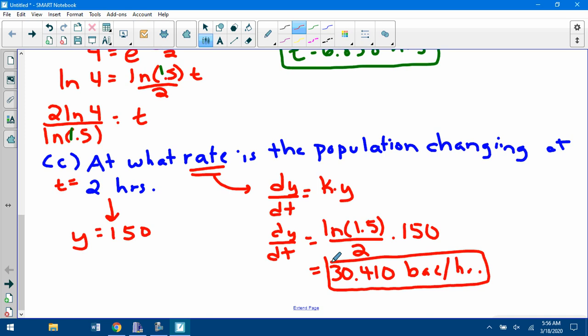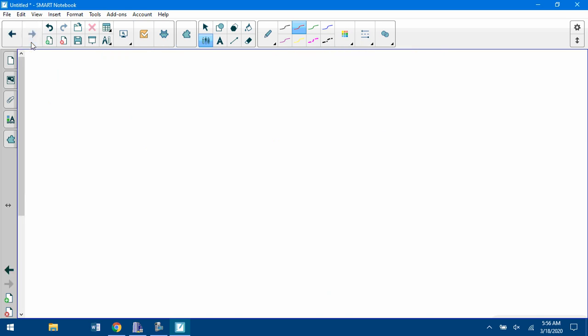Okay, so that is one more rate question, exponential growth question. And other than that, I have 1 page of notes on L'Hopital's rule again. So I'm going to switch to a new page if you want to too. Here I go.